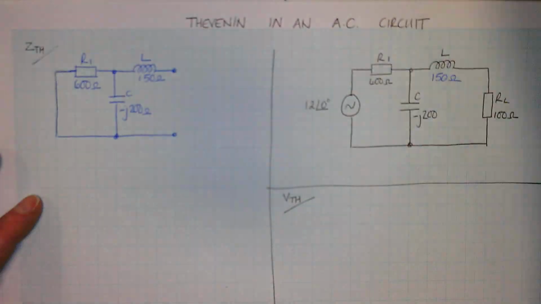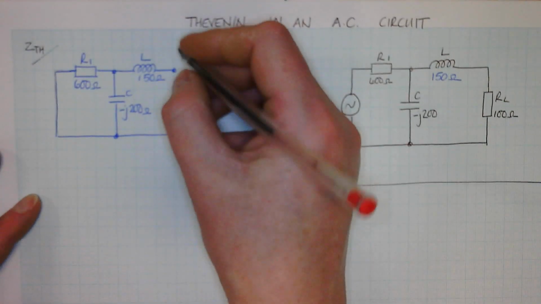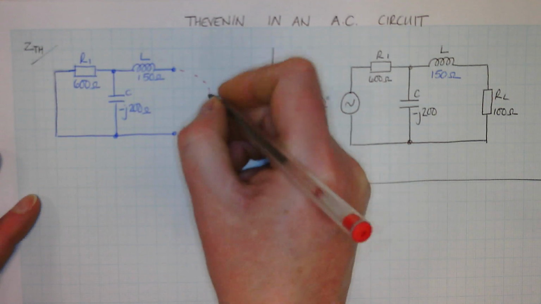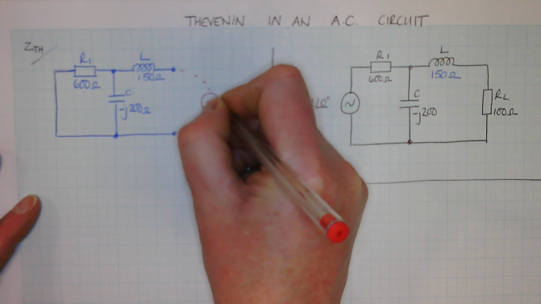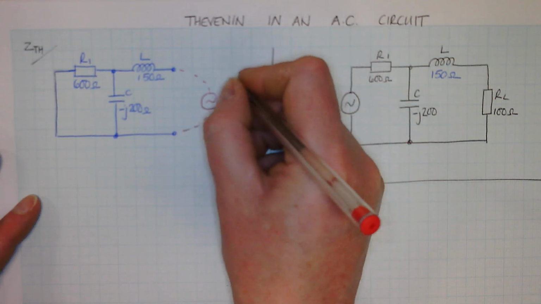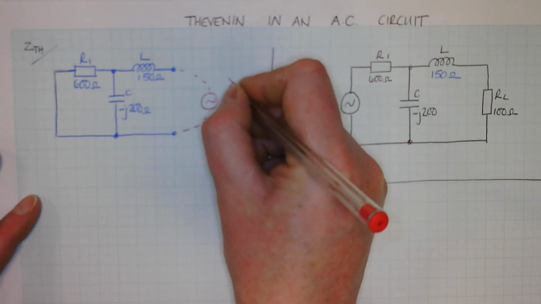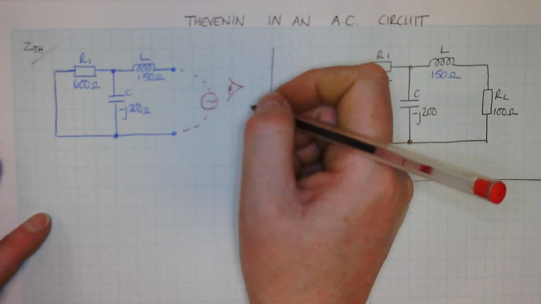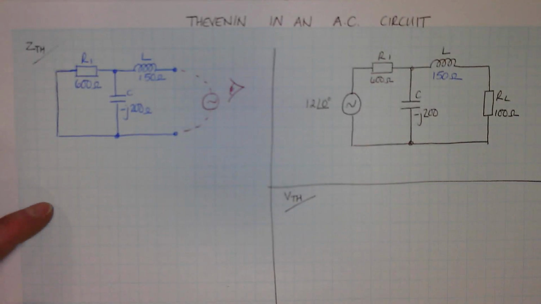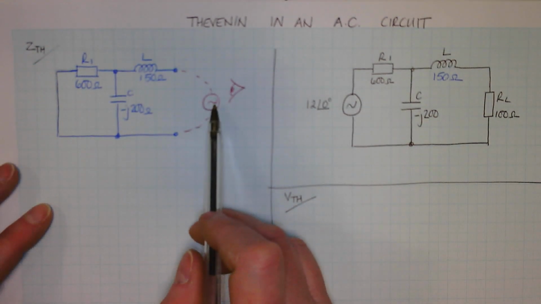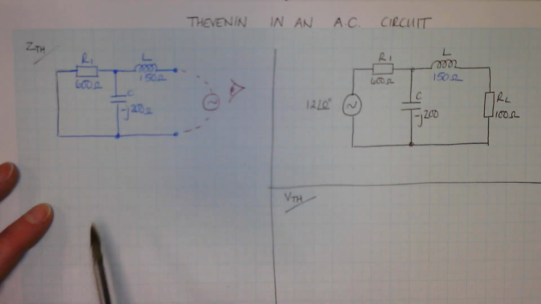And what you're really doing is you're kind of pretending that your supply was over here, and it's usually shown to you in books as if you're looking in from that direction. So you're redoing your circuit as if your supply is on this side and you're working out what the total impedance is over here.